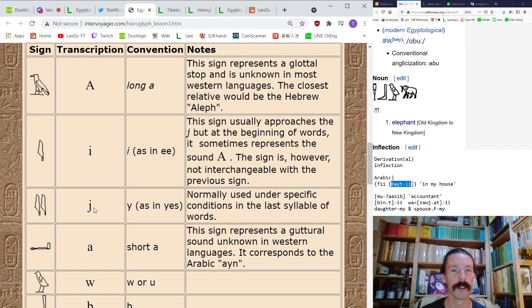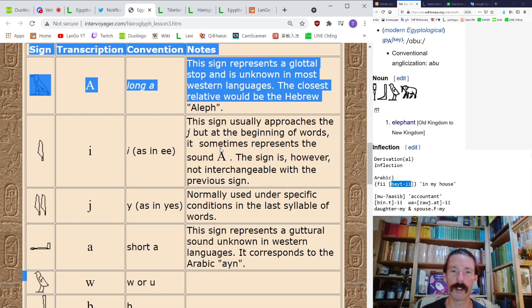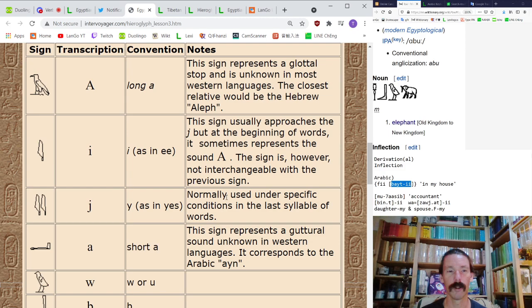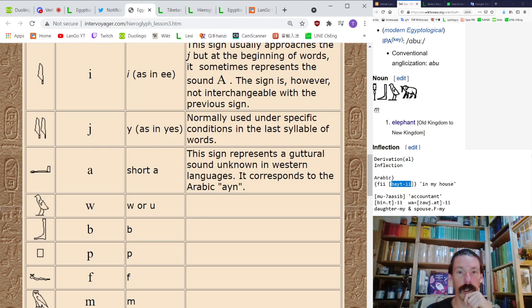This sign usually approaches the y at the beginning of words, reading now on the feather-shaped E. But it sometimes represents the sound capital A. The sign is not interchangeable with the previous. Okay. Well, it reminds me of that long A vowel in Arabic that's written with a ya sign, normally used under specific conditions in the last syllable. I wonder if it was a geminate ya, and that's why it's restricted, and why it's also got the double mark. Short A, guttural sound unknown in Western languages.